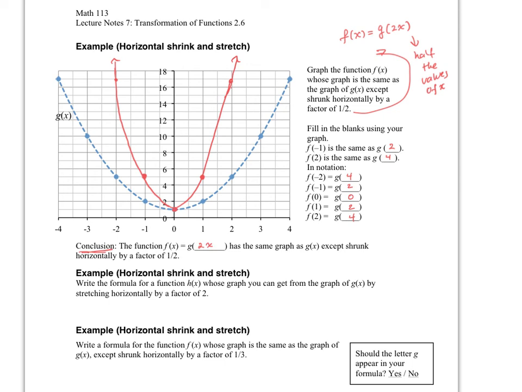Now let's look at horizontal stretching. So we want to write a formula whose graph is the same as g of x, but stretched horizontally by a factor of 2. So therefore h of x is going to be whatever g was, but you're going to divide the values for x by 2. Technically this is doubling the x values.